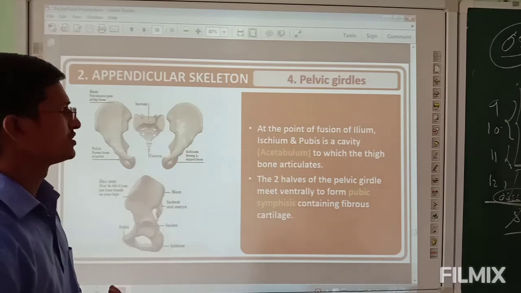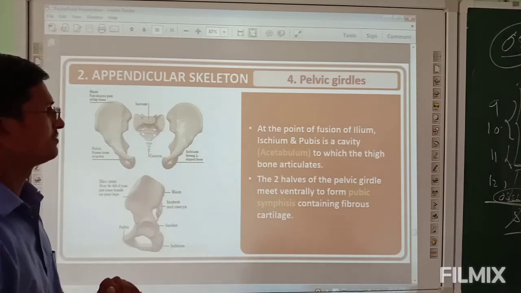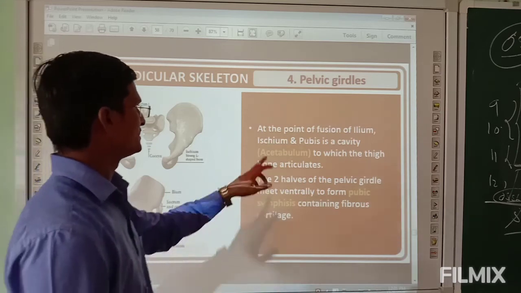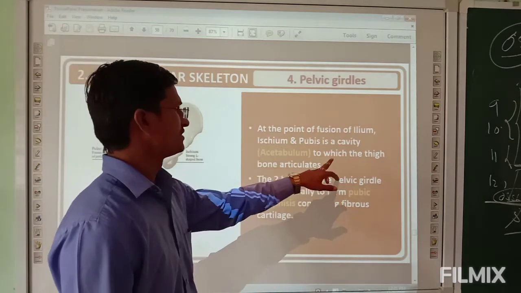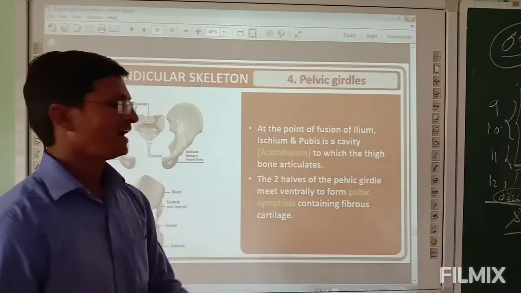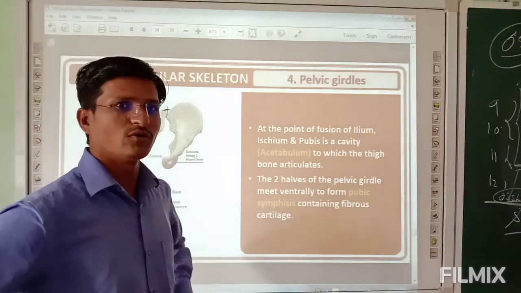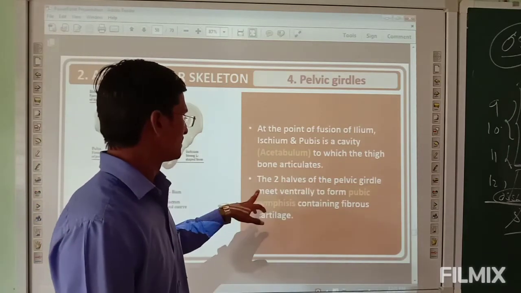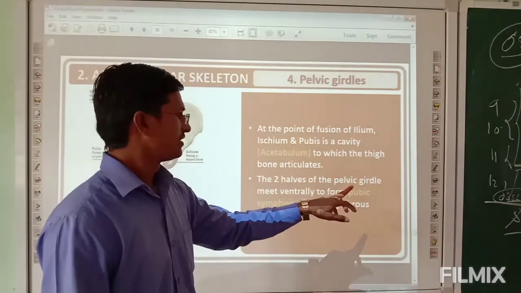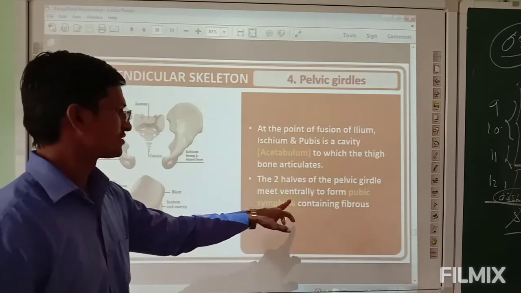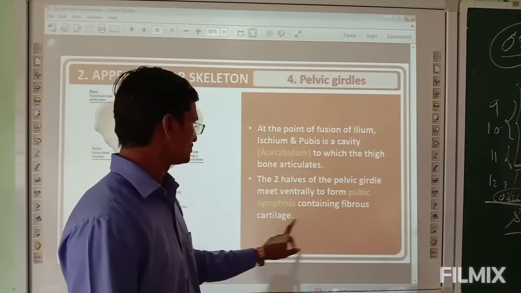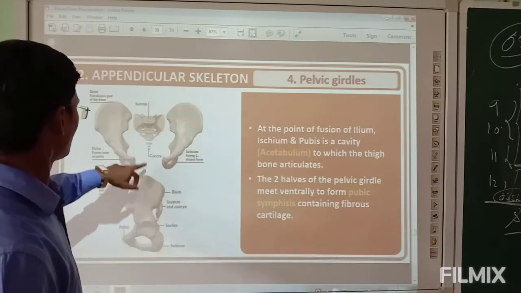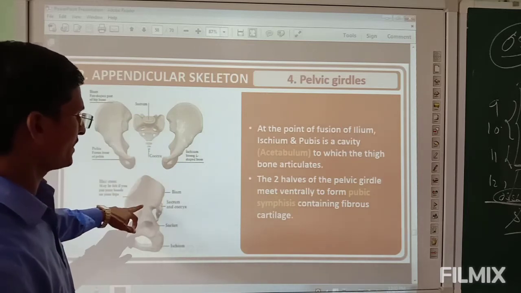At the point of fusion of the ilium, the ischium and the pubis is a cavity, the acetabulum, to which the thigh bone articulates. So this is the thigh bone, you are aware of, and the two halves of the pelvic girdle meet vertically to form the pubic symphysis containing fibrous cartilage. So I am talking about this part. Okay.